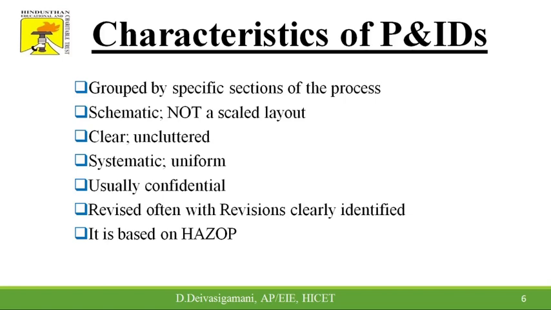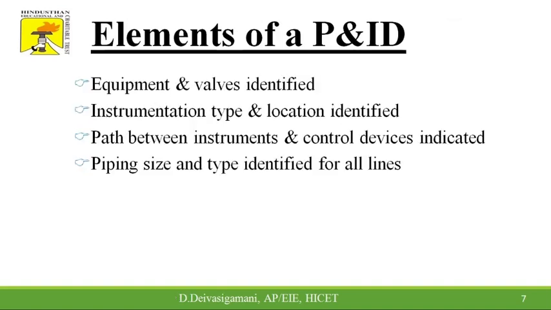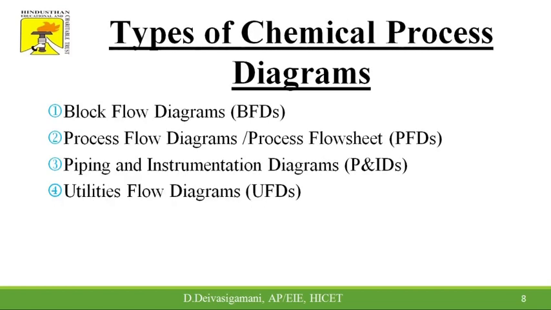It's often revised, and it's based on HAZOP. HAZOP is nothing but hazard and operability analysis. It's mainly safety based. Of course, P&I diagrams can fulfill the industrial safety aspects. These are the elements of P&I: equipments, valves, instrumentation types and locations, communication between the instruments, and piping sizes.